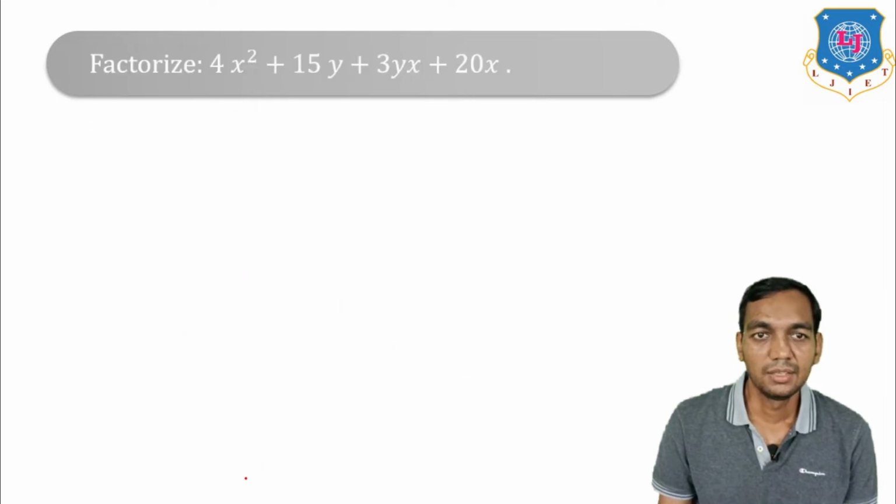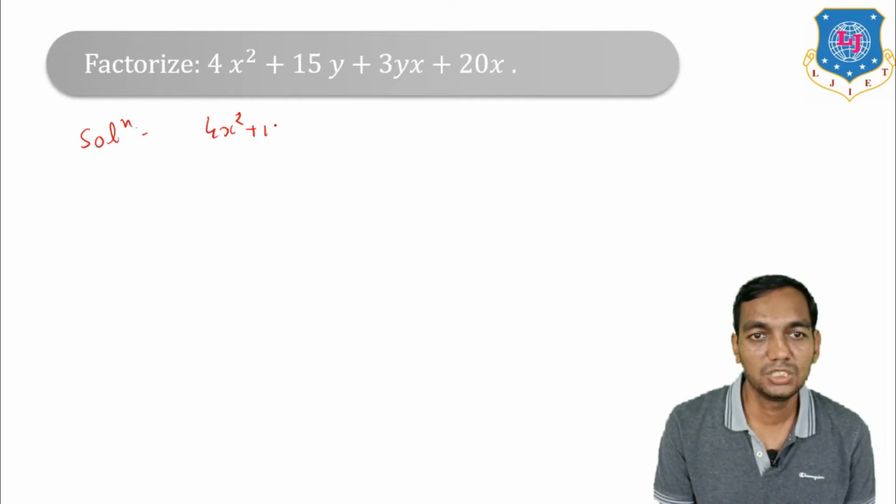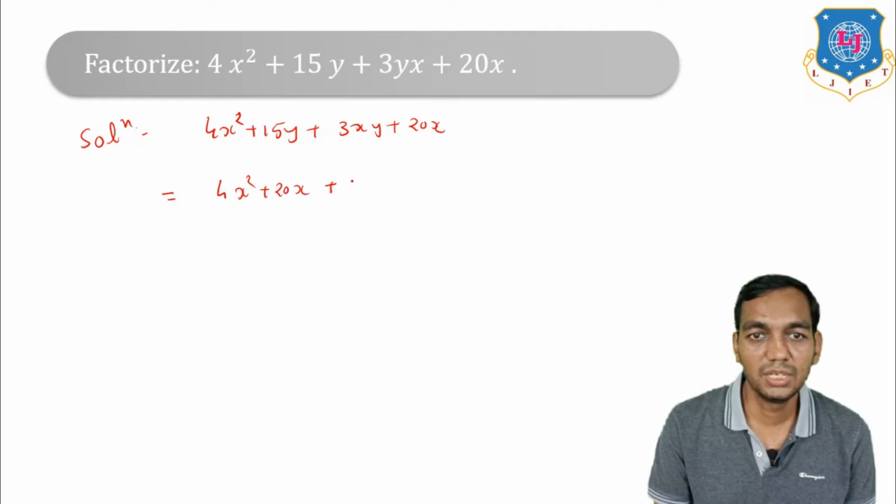Now in the same manner, the second example we have taken is 4x square plus 15y plus 3xy plus 20x. Now see, if you check directly, it is not directly factorizable. But what we are going to do is pair them. I am going to write this as 4x square plus 20x plus 3xy plus 15y. I am going to pair like this.